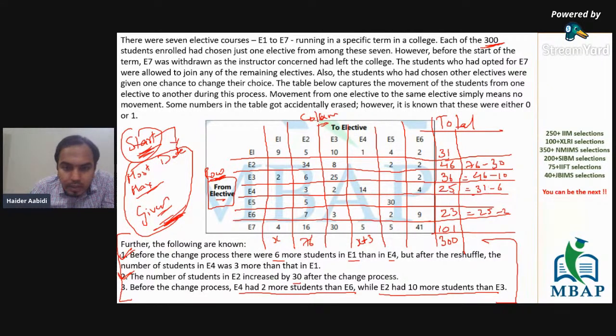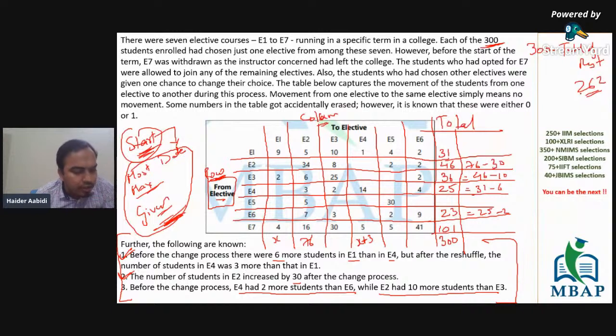What is going to be E5? E5 is basically 300 minus the total of the rest. If you make a total of all of this, let me have a quick check: 101, 23, 25, this is going to be 262.